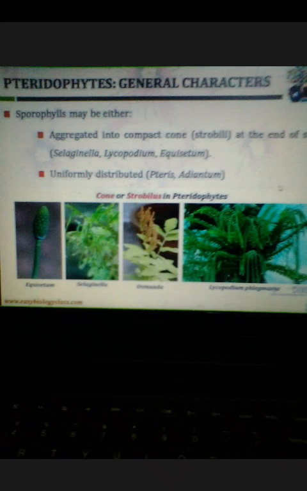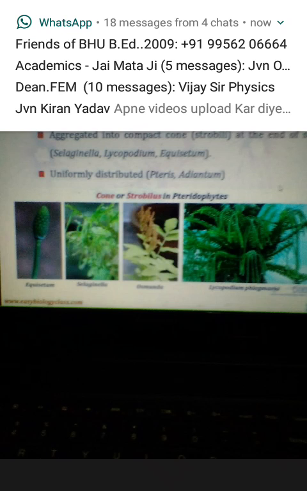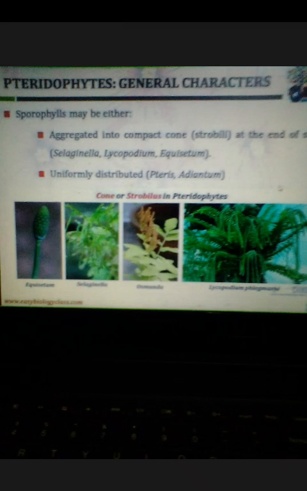Okay, next we are moving to sporophylls. Sporophylls may be either aggregated into a compact cone, that is known as strobili, at the end of the stem. Examples of this condition are Selaginella, Lycopodium, Equisetum, and the other condition is uniformly distributed. The examples are Pteris and Adiantum. At the bottom of the slide we have shown Equisetum, Selaginella, Osmunda, these are different types of cones and strobilus of pteridophytes.